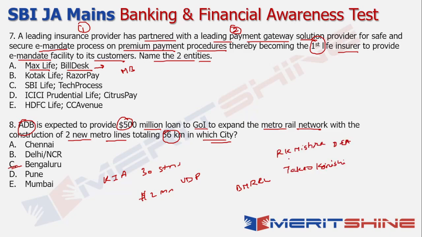Now, who were the signatories to this? This is basically Mr. Rajat Kumar Mishra, who's basically the Additional Secretary, Department of Economic Affairs, and Takio Kunishi, who happens to be the Country Director of ADB's Indian Resident Mission. So that's the context as far as questions 7 and 8 are concerned.